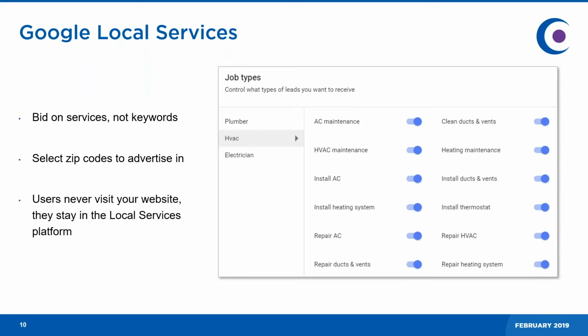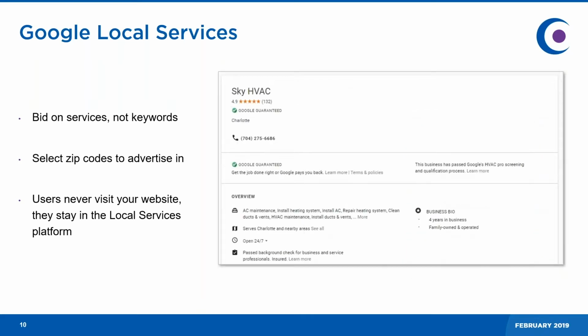And finally, and perhaps one of the key differentiators between Local Services ads and traditional pay-per-click ads is that through Local Services ads, users never actually visit your website. They stay entirely on Google's own platform. And that looks like something that you might see here. Someone clicks on the option of Sky HVAC, maybe the high review rating of 4.9 and 132 reviews really piqued their interest. So they click on that ad. And they get brought to a screen like this. And this is really where the interaction with these ads come from.